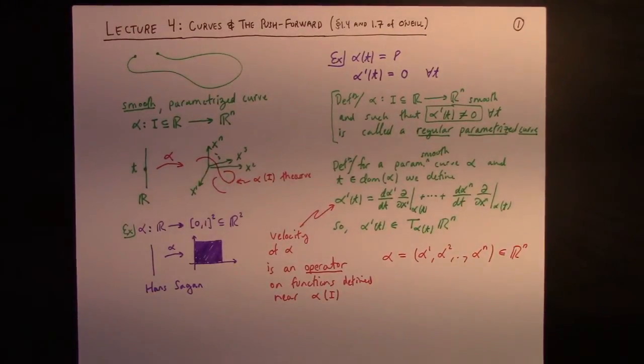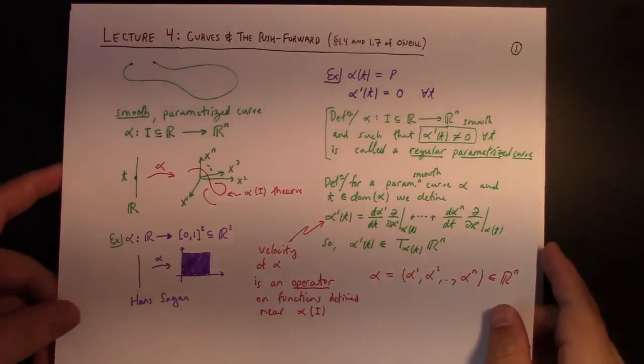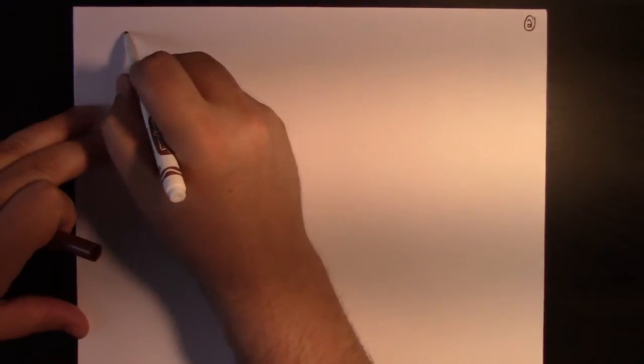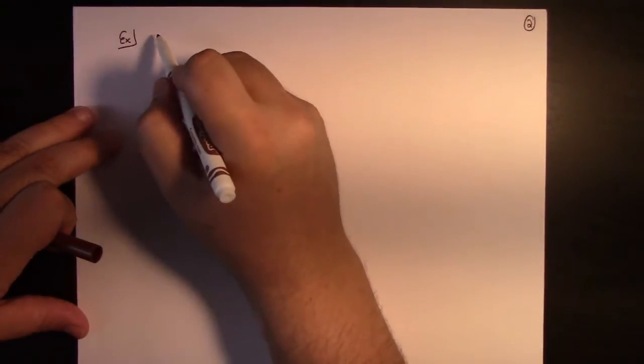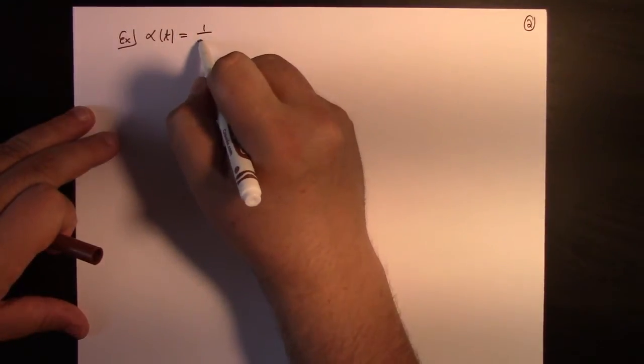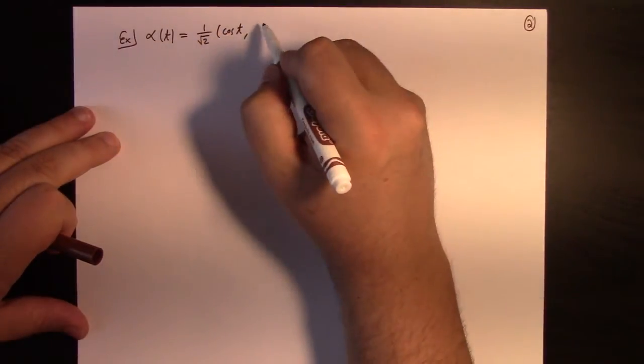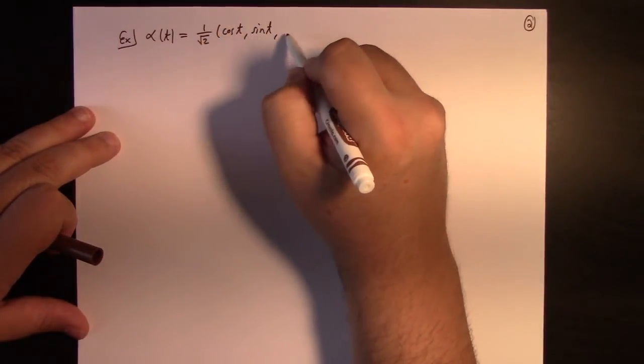So let's look at an example here to get a sense of what it means for a velocity vector, for the velocity of a curve, to act on a function. What is that about? An example that I like is we could let alpha of t equal to 1 over the square root of 2 times (cosine t, sine t, t).